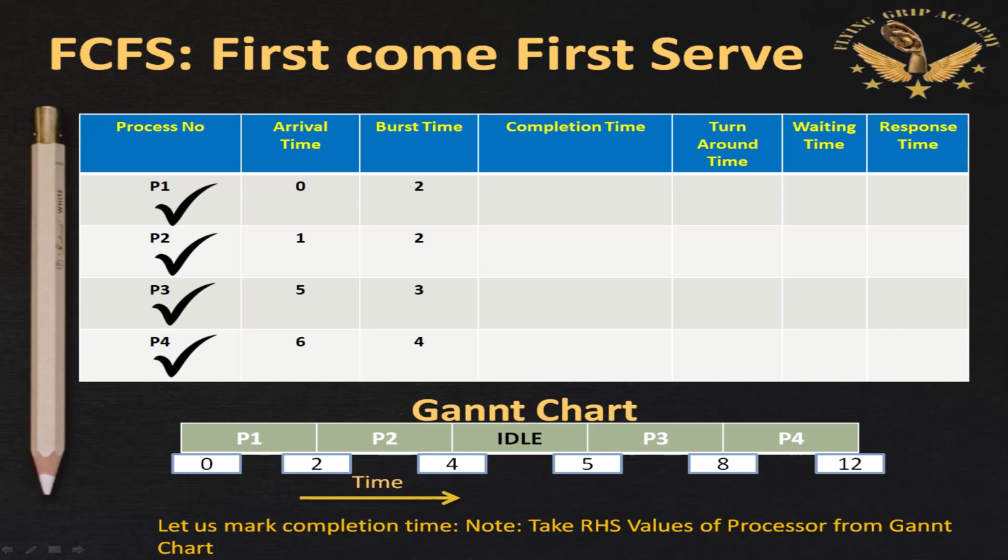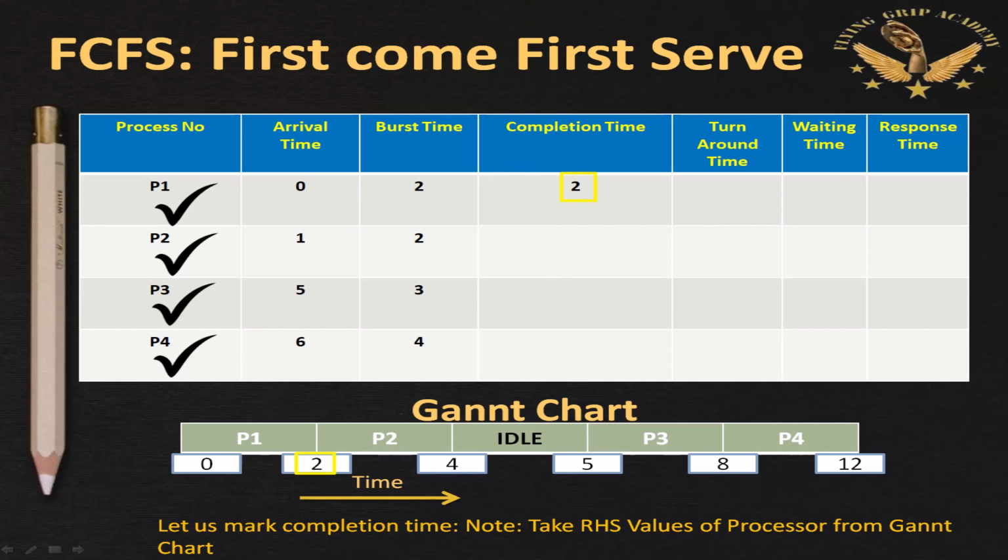Now what we are going to do is the completion time. In order to calculate the completion time, we are going to take the values of the processes from the Gantt chart. This particular chart we are going to make. Which part are we taking? The right hand side, in order to mark the completion time of each process. If we consider the right hand side, P1 has completed at time 2. So now we have marked 2.